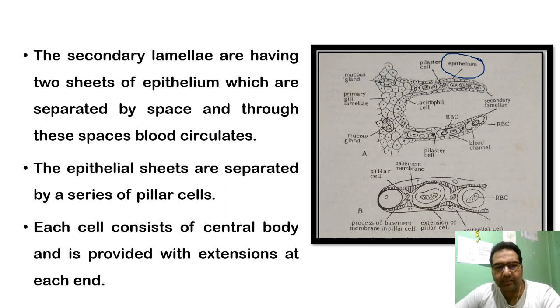The epithelial sheets are separated by a series of pillar cells. So there are certain pillar cells which separate these epithelial cells. Each cell consists of a central body and is provided with an extension at each end. So they have a central body and an extension toward each end. These are the epithelial cells separated by the pillar cells.